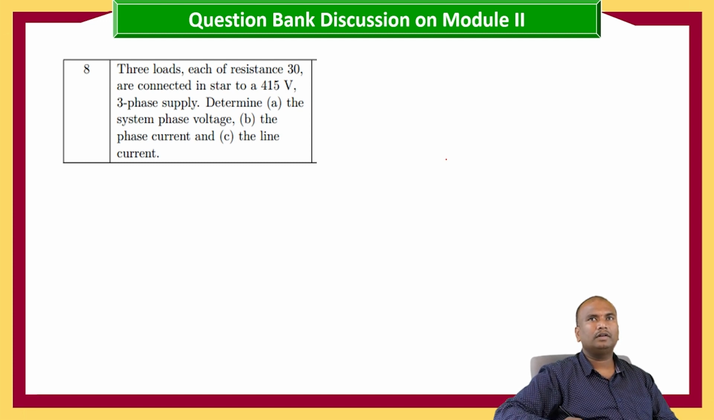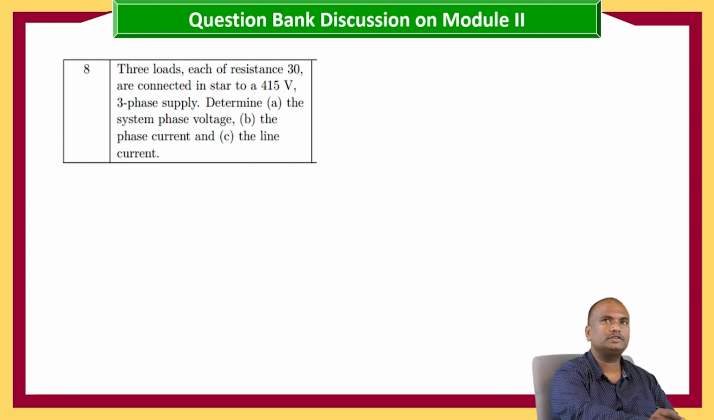Now let us take a circuit with three loads, each of resistance 30 ohms, connected in star to a 415 volts three-phase supply. Determine the system phase voltage, the phase current, and the line current. Here, the three-phase load is connected to a 415 volts three-phase supply. So, let us consider a three-phase star connected system.